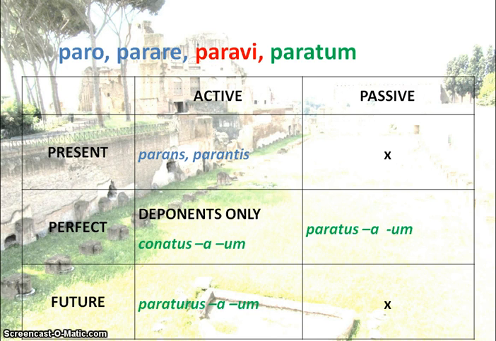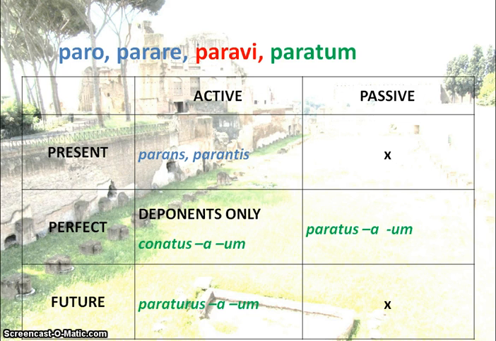So there are three tenses of participle in Latin: present, perfect and future, but do note that there's no present passive participle and no future passive participle. The present, therefore, only in the active, is formed from the stem of the first two principal parts. So we have parans and its genitive parantis, and it's going to mean preparing or while preparing.